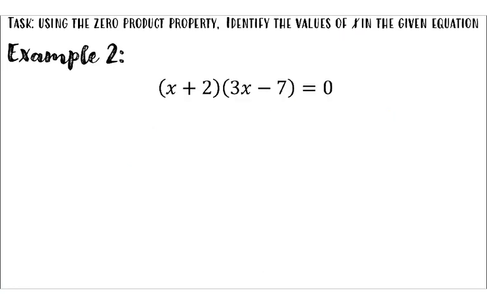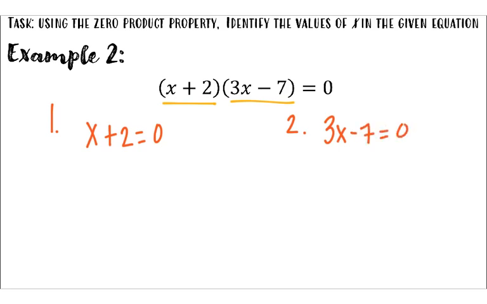Let's do another example. In this example, we're still using the zero product property, but if you notice, the second equation that you're going to get requires more than one step to be solved. Let's see what I mean by that. We have one equation, x plus 2 equals 0. Remember, we separate them. And then my second equation is 3x minus 7 equals 0. Solving my first equation, this is a one step, so subtract 2. And that gives me x equals negative 2 as one of my identified solutions.